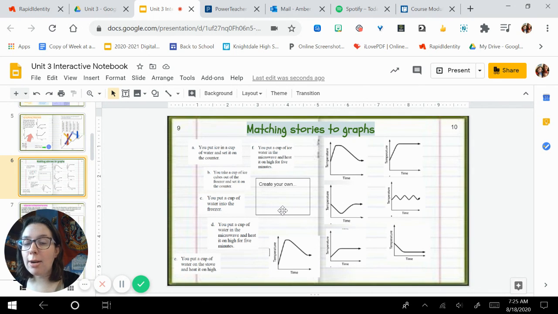And then this one right here, there's going to be a graph that doesn't have a scenario. So you're just going to create your own scenario to match that graph.